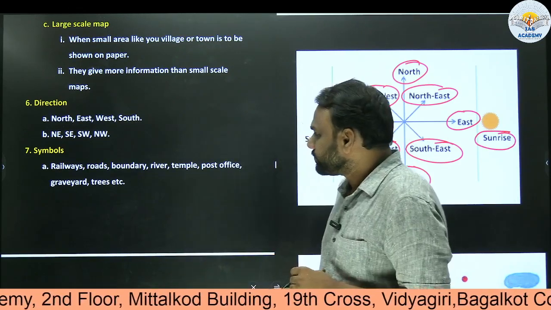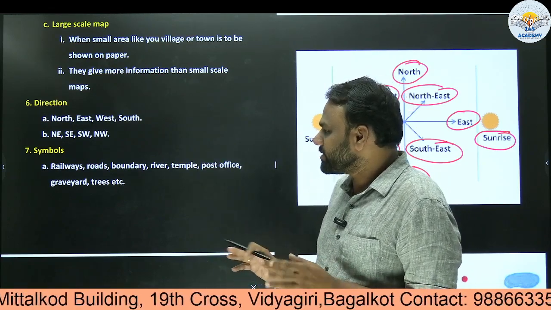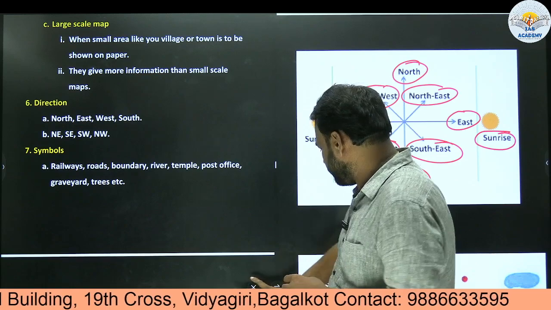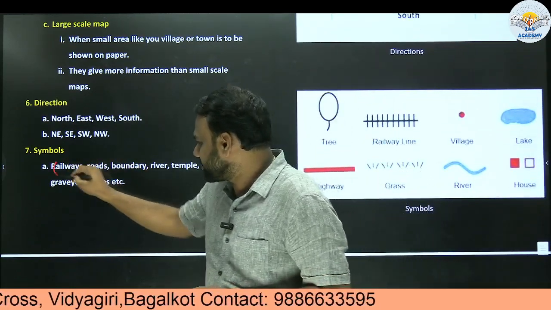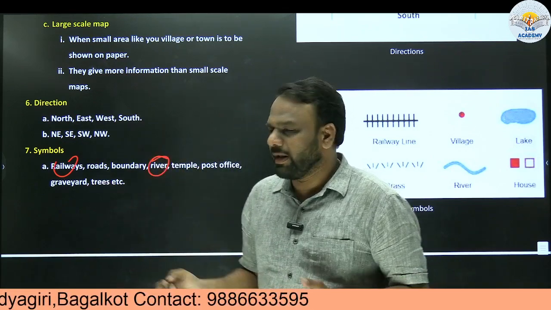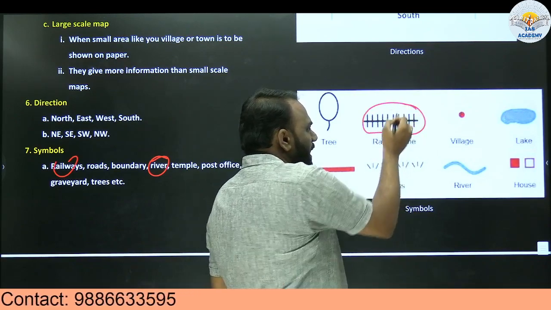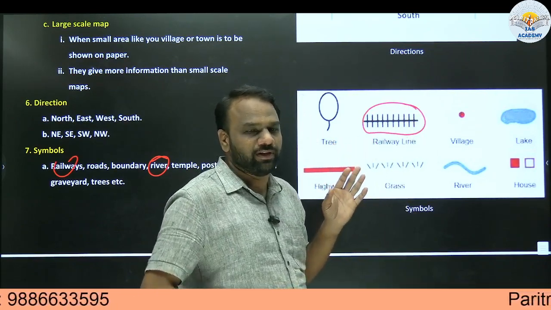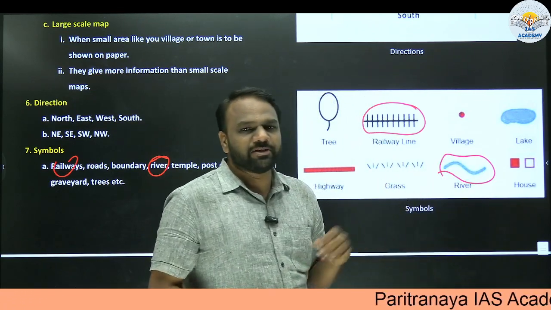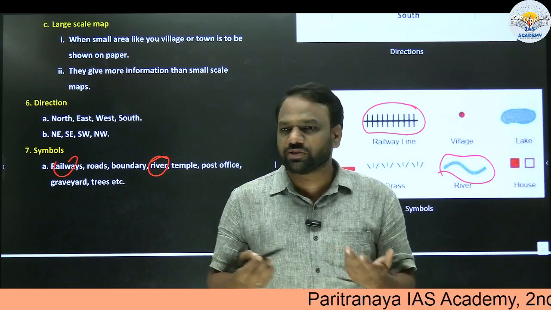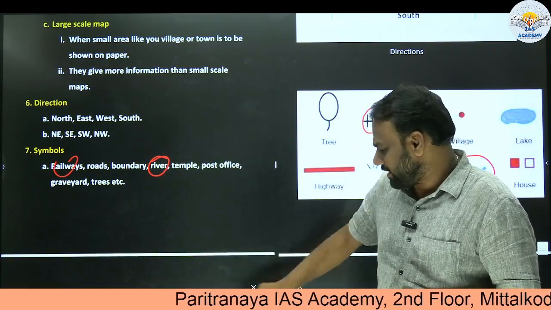Next, symbols. There are some symbols also which are used on the map to represent different entities. For example, on a map we want to show railways, or rivers, temples, etc. Whenever this symbol is present on a map, it indicates that we have a railway line over there. And whenever this symbol is present, it indicates that there is a river present over there. Different symbols are also used in a map, like post office, graveyard, trees, etc.